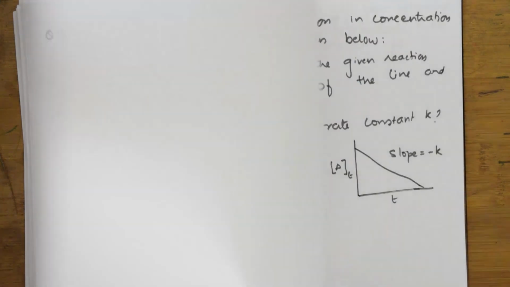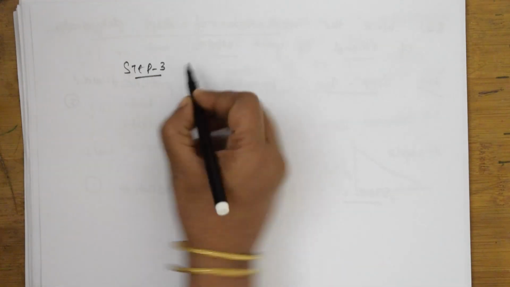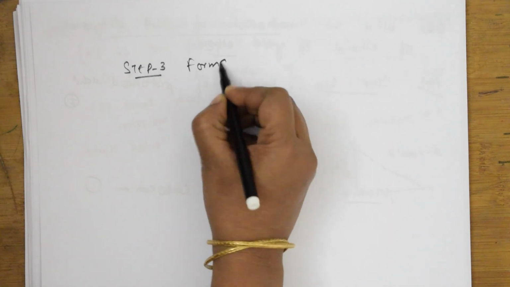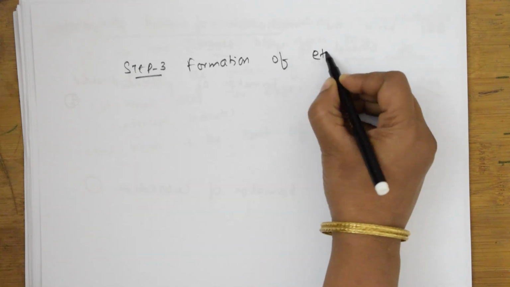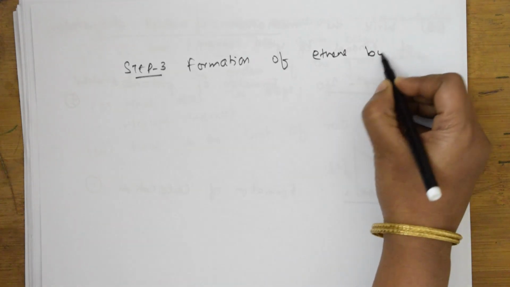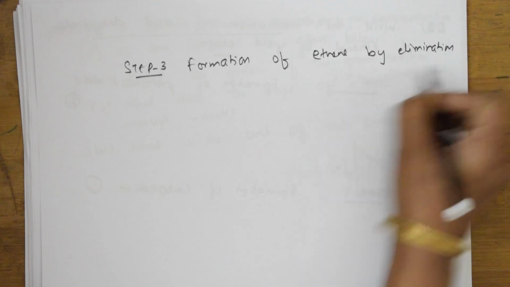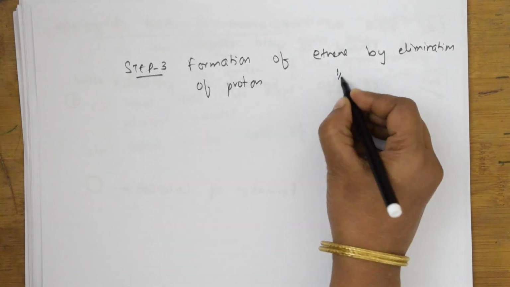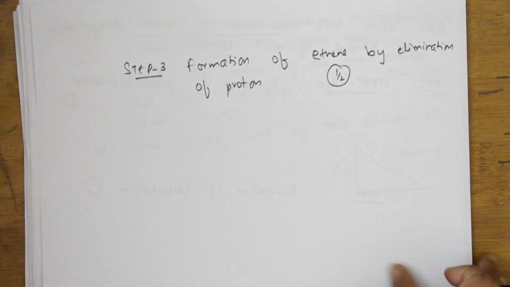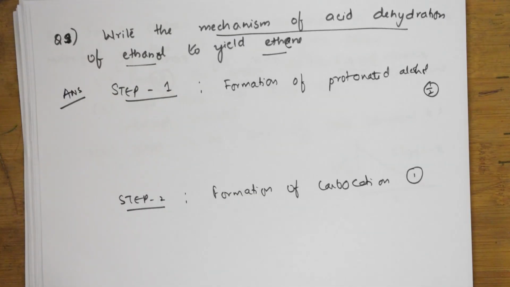After that, let me turn the page. It is step 3, which is formation of ethene by elimination of proton. Done. For this you will be getting half mark. Okay, let's start. Basically you have 5 different types of mechanism which are compulsory in grade 12. Done. This is one among them.